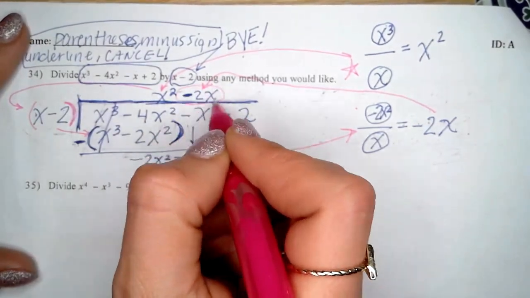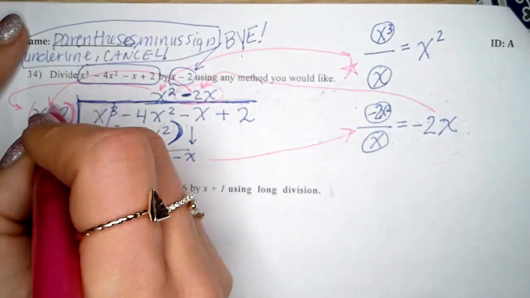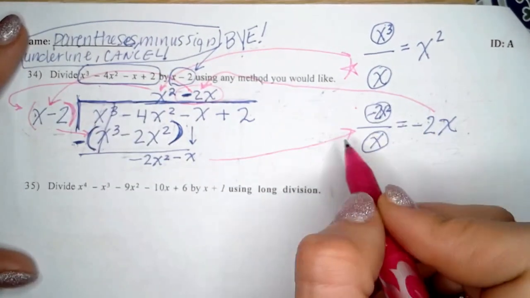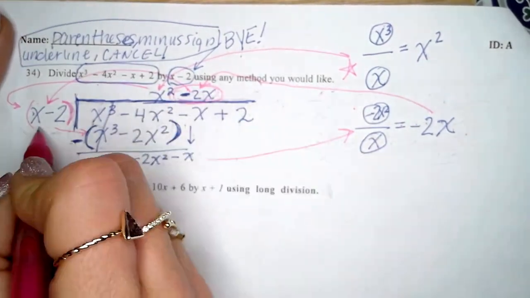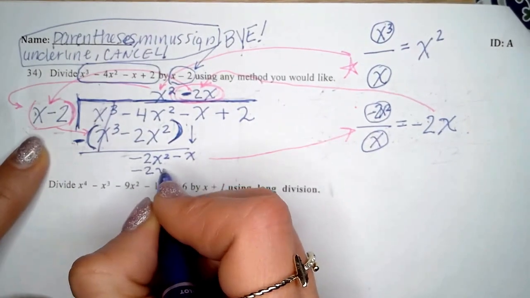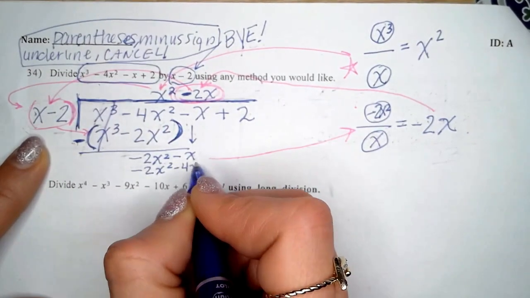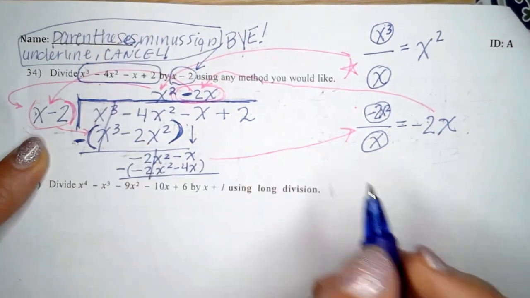I take that answer, so it's just like fourth grade division, and I multiply it by that. I'm just showing my work on the side. A lot of people like to do it in their head, but I think it's safer this way. So negative 2x times x minus 2. And what do we get? Negative 2x squared minus 4x, parentheses, minus sign, underline, cancel.